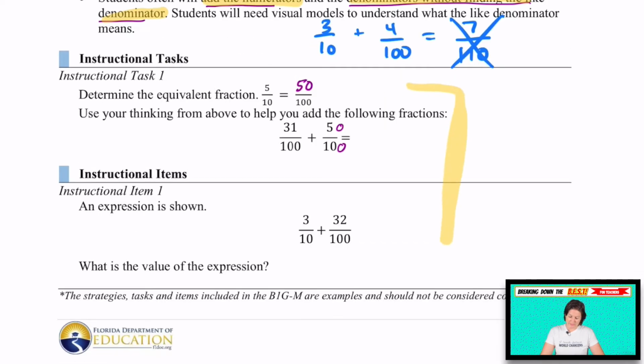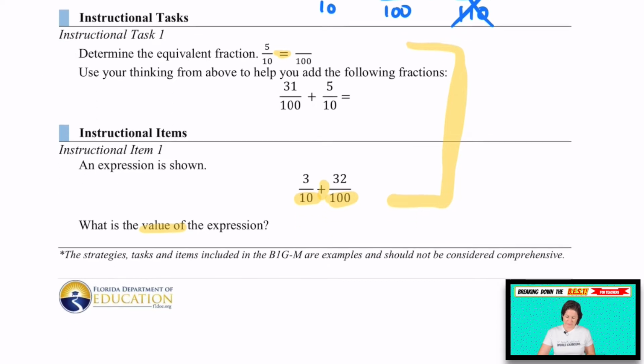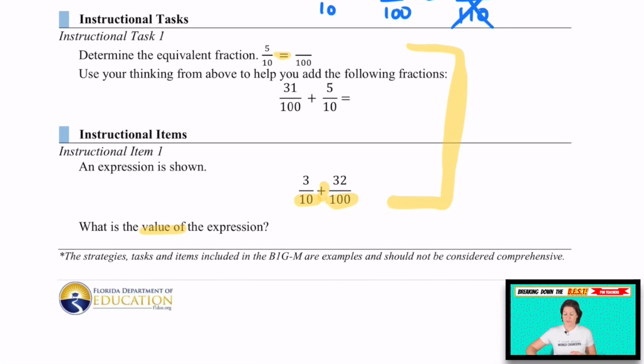Now we can see some items to see what the standard looks like in action. So we've got determining the equivalent fraction there. And I just added the purple. I'll erase what was there. And then also down here, we've got tenths, we've got hundredths, and we're finding the value or the sum of these two by converting 3 tenths into 30 hundredths. All right, I think that's it for going over the standard.